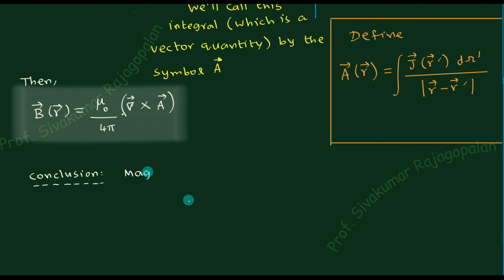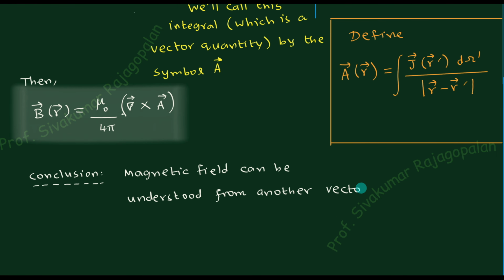So what is the meaning of this kind of equation? The meaning is that the magnetic field can be understood from another vector quantity. From another vector quantity, we can say that, okay, A vector, and we can give some name for that. Of course, we have not given any name, so later we are going to give the name. So let me therefore write down, which we can call by the name magnetic vector potential.